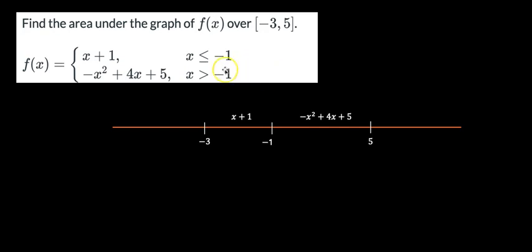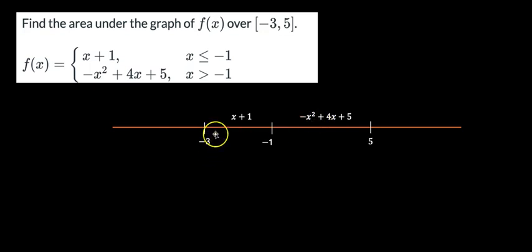When x is on the left of -1 or equal to -1, we need to use this piece. When x is to the right of -1, we need to use this piece. To integrate a function, you have to have the same definition of the function over the whole interval you're integrating. So we can't integrate directly from -3 to 5 because the function is defined two different ways.